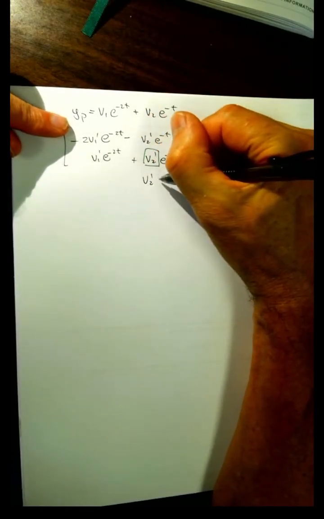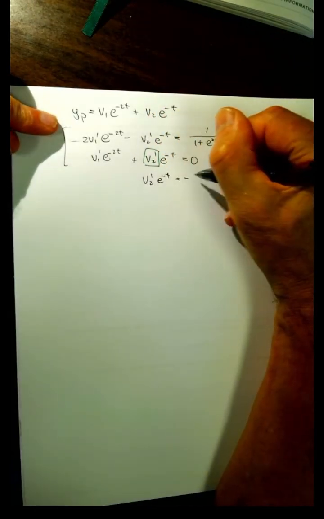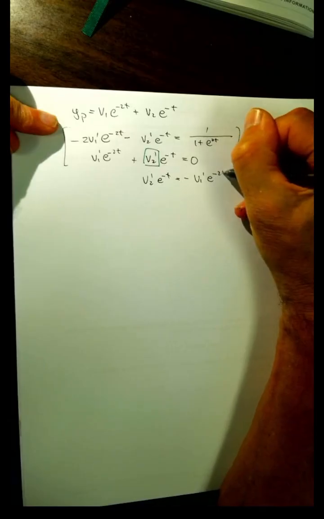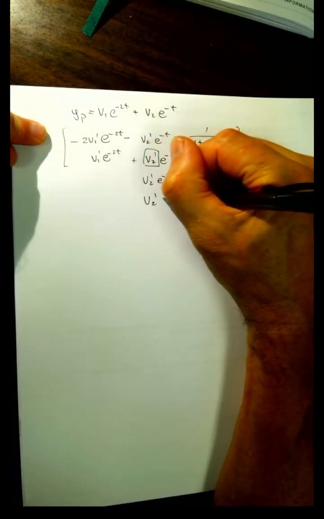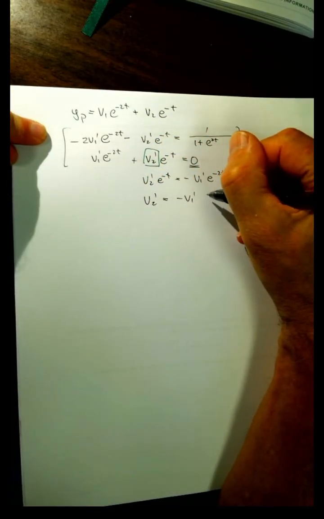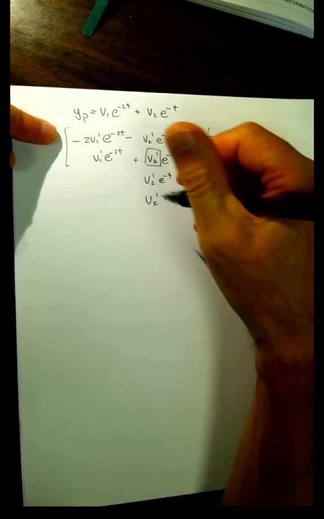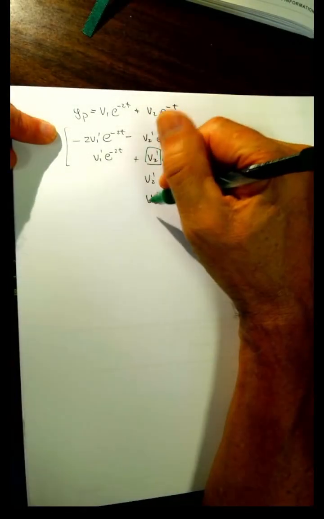So v2 prime e to the minus t is minus v1 prime e to the minus 2t. By the way, we're seeing now why that 0 is so nice. Multiply both sides by e to the t, so I get v2 prime is minus v1 prime e to the minus t. Plug that into the first equation. Let me be careful here. I need to keep track of that. I'm going to use that.